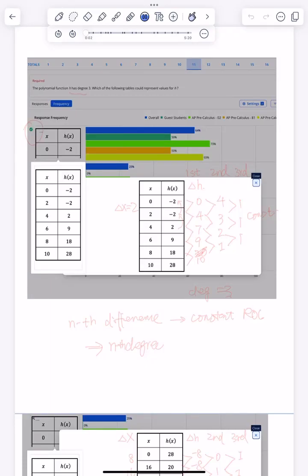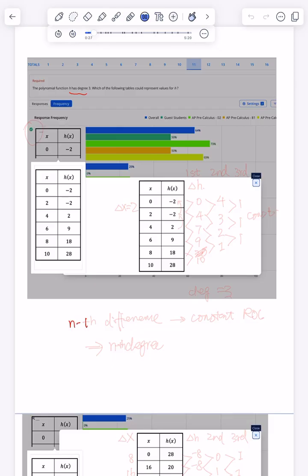Question number 11. The polynomial function h has a degree of 3. Which of the following tables could be representative for h? The idea of solving this kind of problem is we want to form first order, second order, third order, and so on and so forth of the rate of change.